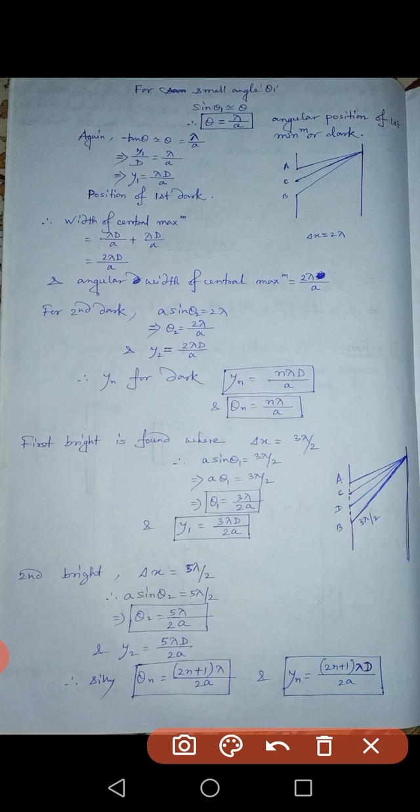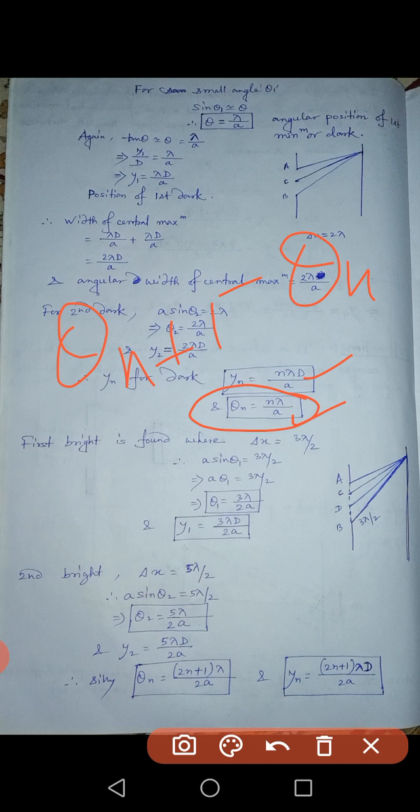Now what was the formula for dark? This was the general formula for dark, this one linear and this one angular. Now what we did there: theta n plus 1 means the angular position of the n plus 1th fringe, minus theta n. So for theta n, as it is this equation, for theta n plus 1, in place of this n we will write n plus 1. That's what we did there.